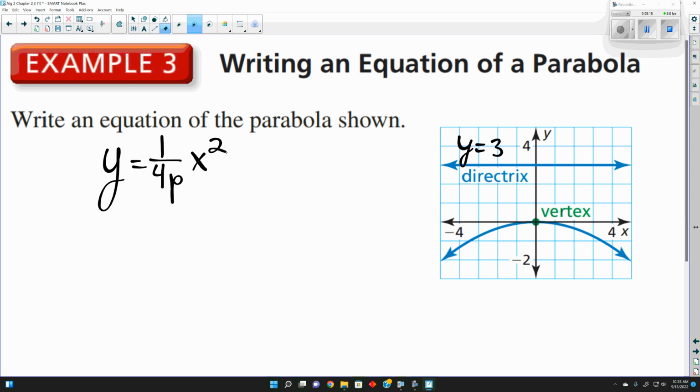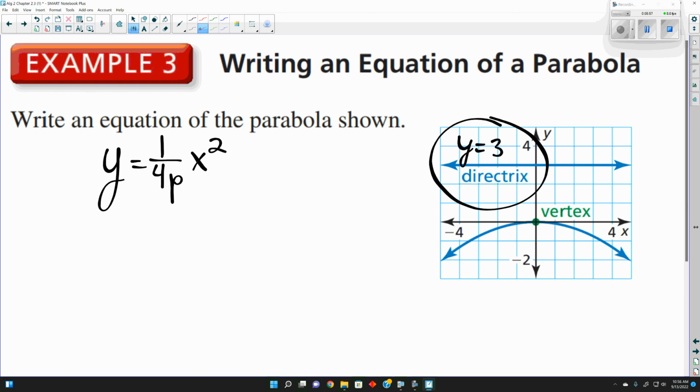The two ways we should be able to tell: one way that we should tell that this is y equals is because it opens up or down. Whenever the equation is y equals, y is to the first power, x is being squared, the graph is going to open up or down. The other way is, well, the directrix is y equals, or the focus, the y value has a value other than 0. So here it's telling us the directrix is y is equal to 3.